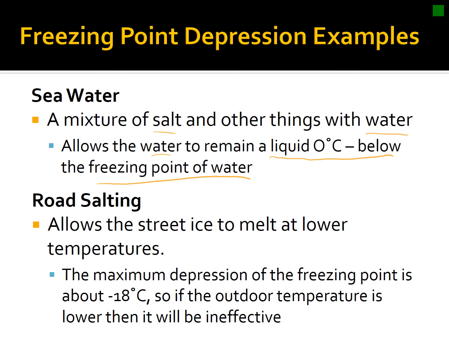Okay, it helps. Road salting, that's the one you're going to be most familiar with. What it does is allows the street ice to melt at a lower temperature. So instead of melting at 0 degrees like it normally does, it will actually start melting at, let's say, -3 degrees. Okay, the maximum depression of the freezing point is -18 degrees. So if the outdoor temperature is lower than that, it's ineffective. So that's why sometimes it's pointless to put down salt, because if it's -20 degrees outside, it's not going to melt anyways. It's too far past that maximum depression point of -18.